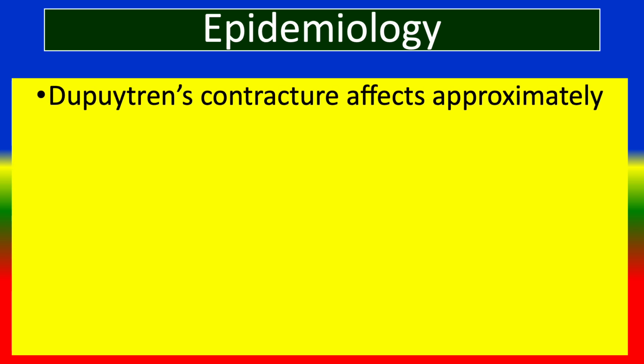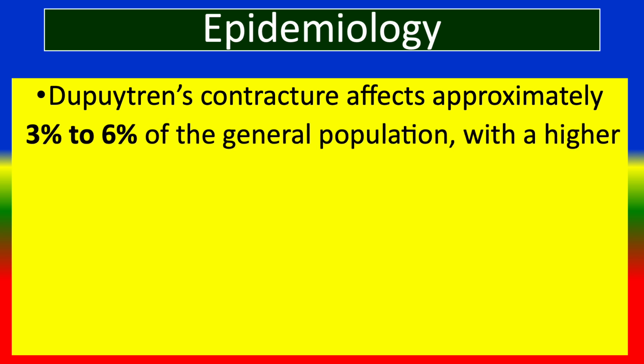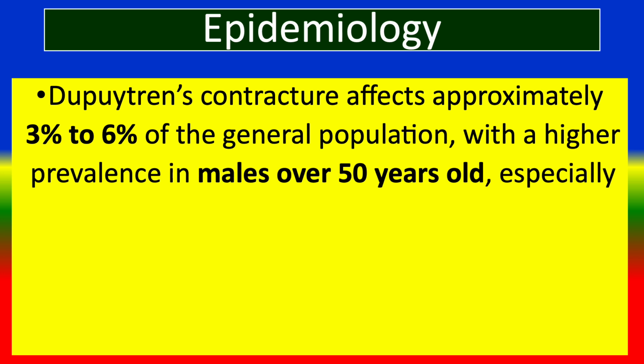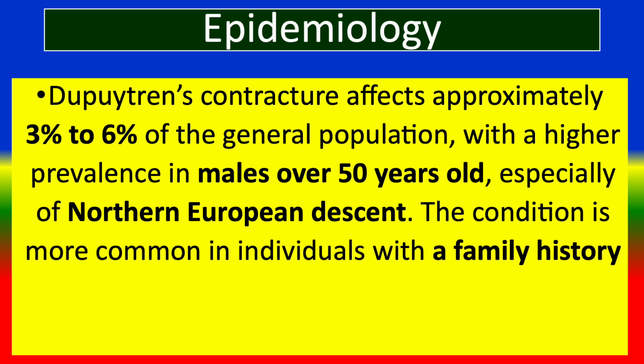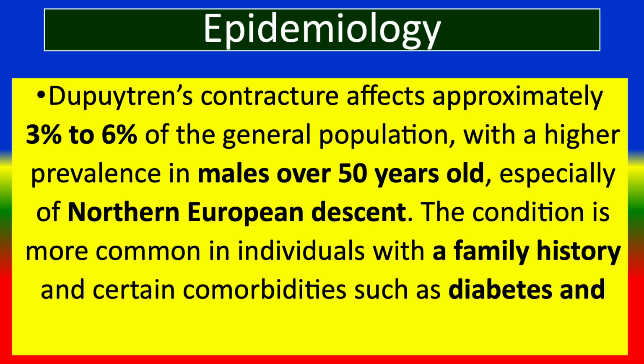Epidemiology. Dupuytren's contracture affects approximately 3 to 6% of the general population, with a high prevalence in males over 50 years old, especially of Northern European descent. The condition is more common in individuals with family history and certain comorbidities such as diabetes and epilepsy.